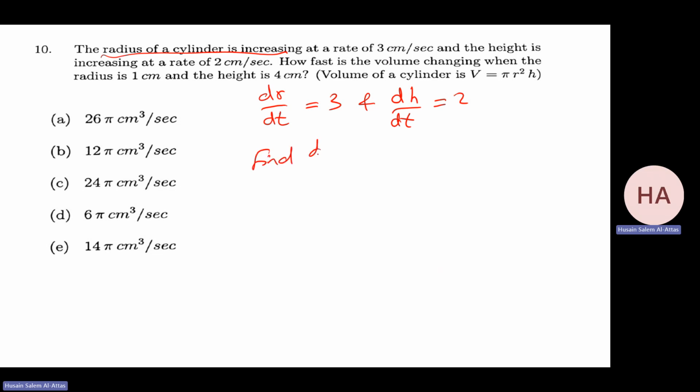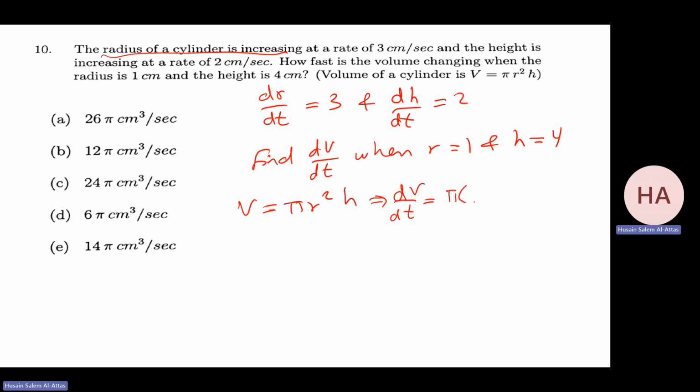Find the rate of change of the volume when r equals 1 and h equals 4. Okay. The volume is πr²h, but now there is a rate of change for r and a rate of change for h. So we'll do the derivative as a product. That will be π times the derivative of r², which is 2r dr/dt, times h, plus πr² times the derivative of h, which is dh/dt. Now plug the numbers, that's it.